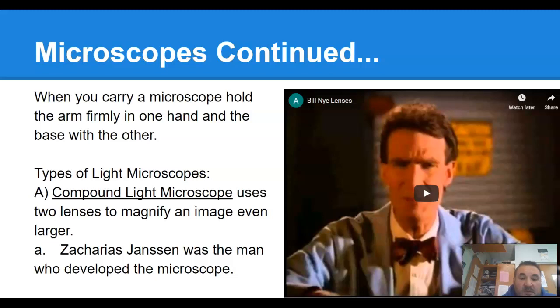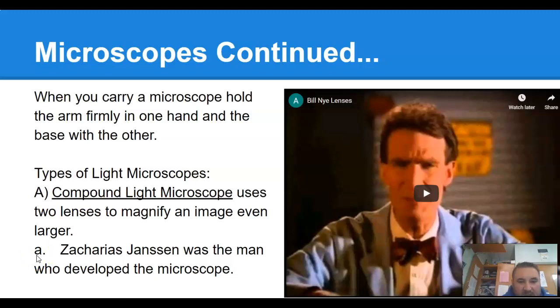The types of microscopes that we use here in class are compound light microscopes. Compound because they use two lenses. You use the ocular lens and you use the objective lens at any time. Zacharias Janssen was credited as the man who invented the microscope, not to be confused with Bill Nye over here.